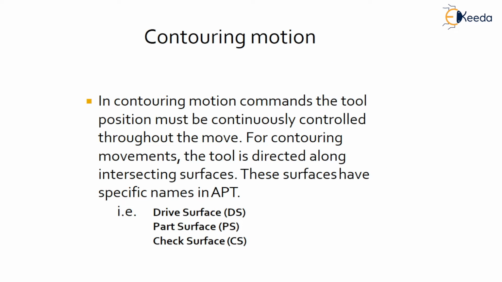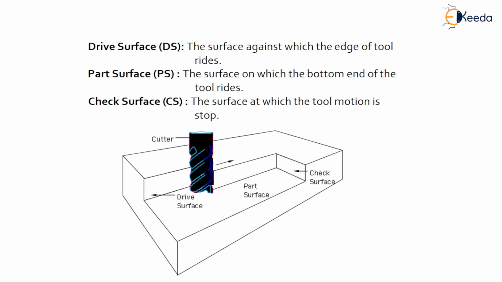So, contouring motion. In contouring motion, the commands of the tool position must be continuously controlled throughout the move. For contouring movements, the tool is directed along intersecting surfaces. These surfaces have specific names in APT: drive surface DS, part surface PS, and check surface CS. So let's learn these surfaces.